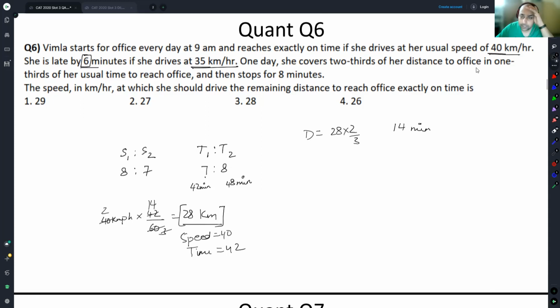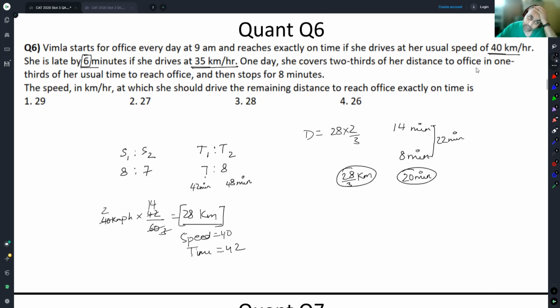And then she stops for 8 minutes. The speed in km/h at which she should drive the remaining distance to reach the office exactly on time. Time she has already used up is 22 minutes. She has 20 more minutes available. And the distance that she has to travel is 28 by 3 kilometers. This much distance in this much time. The speed in km/h which she should drive the remaining distance to reach exactly on time.